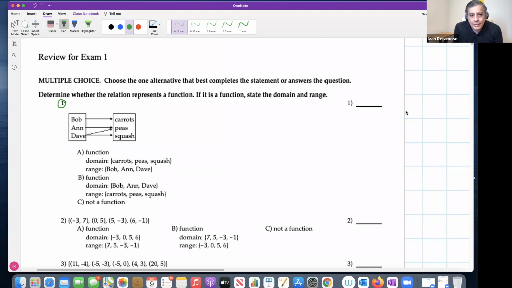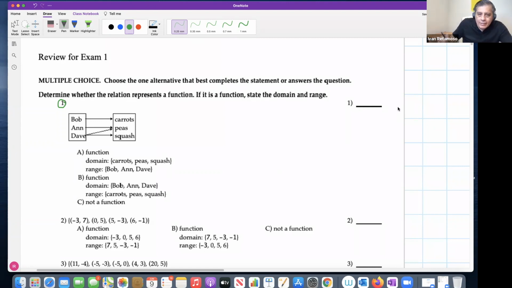Question number 1. They're asking to determine if this relation is a function, and if it's a function, specify the domain and range. Savannah, Lucero, let me see. Not a function. Excellent. Very good, guys.